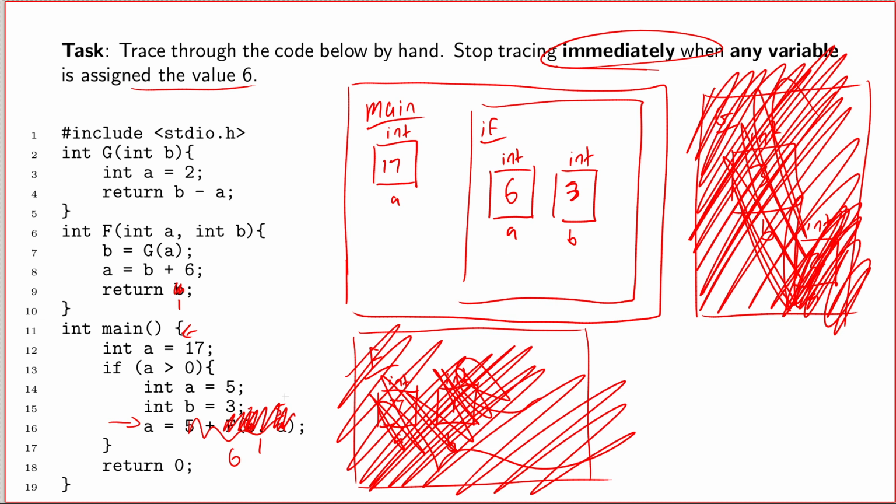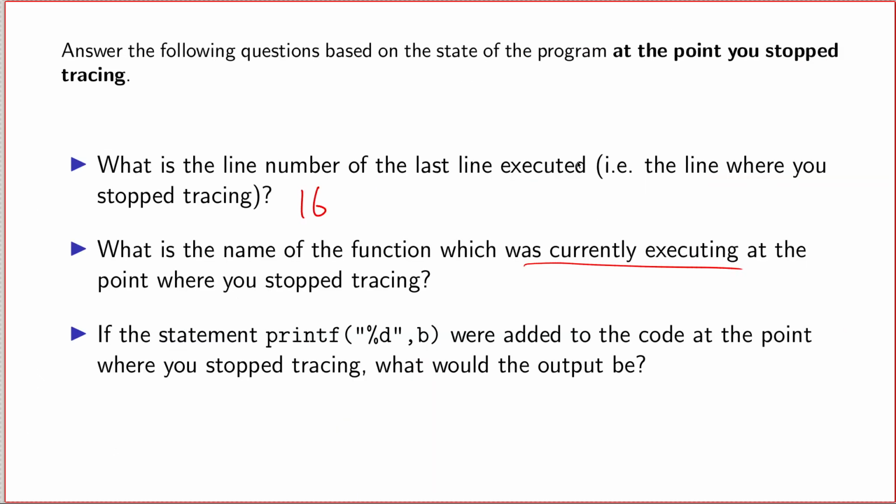I'll just clean up the code so we can look at it a bit more. It's true that on line 16, I did call a function, f. I did run a function. But at the time when I stopped tracing, that function was long over. I was still in main assigning a value to a variable in main. And that means on line 16, I am in the function main.